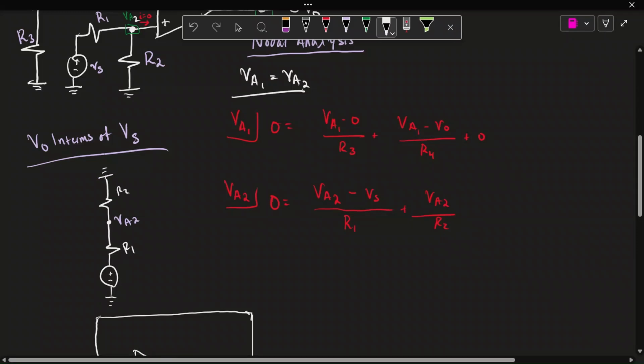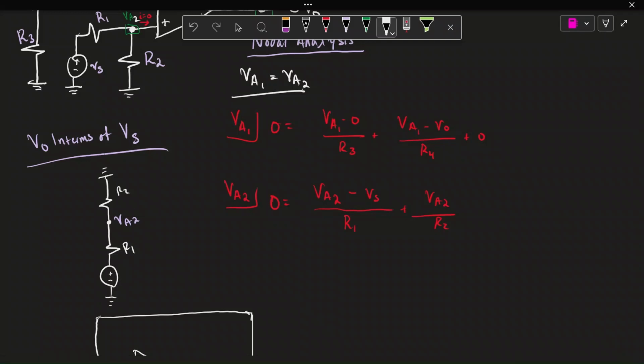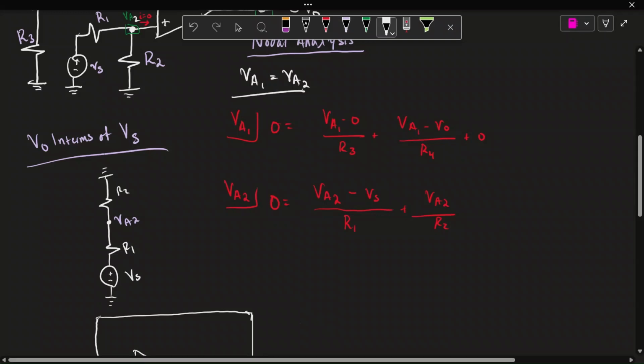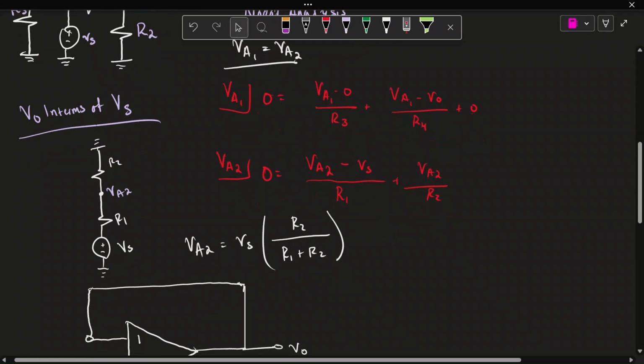R2 and R1. VA2 is the voltage across R2. And of course, VA2 is also the voltage across R1 and Vs. So what we're going to do is create a voltage divider here such that VA2 is equal to Vs, and remember, VA2 is the voltage across R2, so we're doing R2 divided by R1 plus R2. So we've solved for VA2 in terms of Vs.